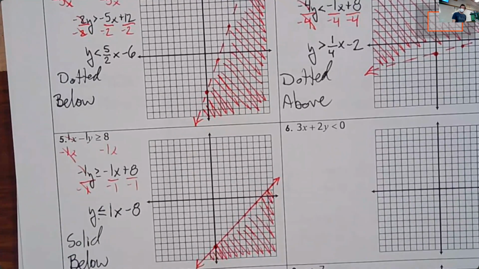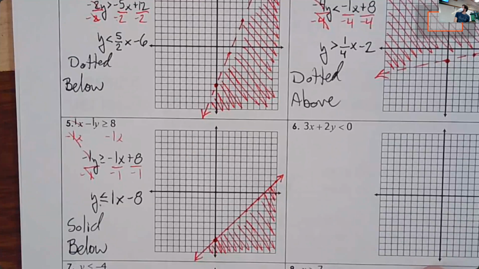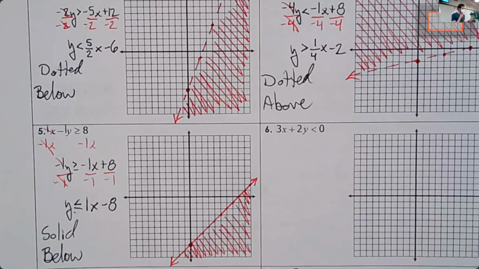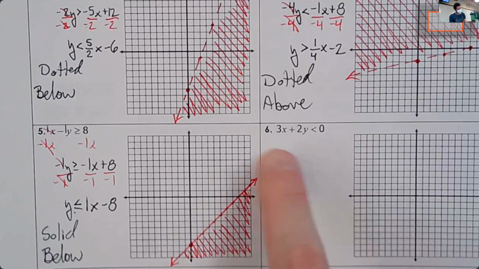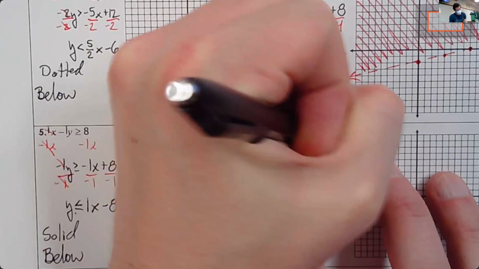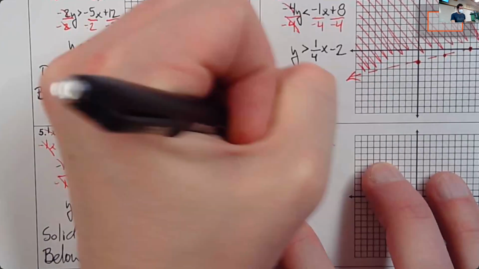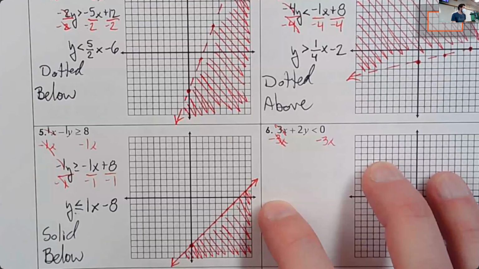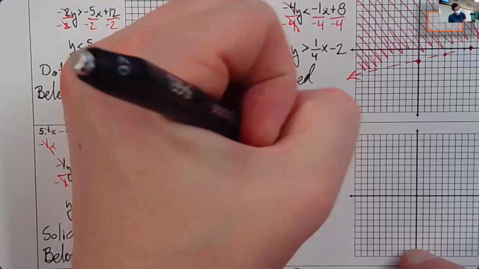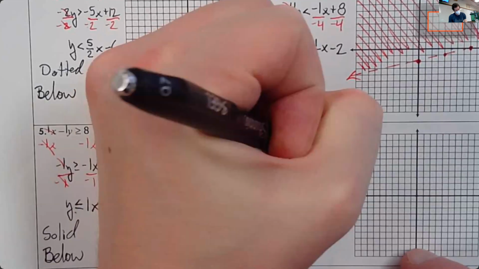Number 6, 3x plus 2y is less than 0. So first thing we have to do, we've got to get y by itself again on this one. We're going to subtract 3x from both sides. So minus 3x, minus 3x. Now, because 0 was the number over here, we don't have to write -3x plus 0. We could just write -3x. So I'm going to say 2y is less than -3x.